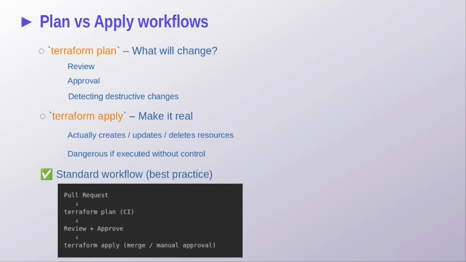Standard workflow. So what is the correct workflow? Here is the industry standard. In a simple workflow, first a developer opens a pull request. Then CI automatically runs terraform plan. Then the team reviews the plan output. Next, someone approves, and only then Terraform applies the change. Terraform should never surprise you. If something breaks, you should be able to say, yes, we reviewed and approved it. Approval process.